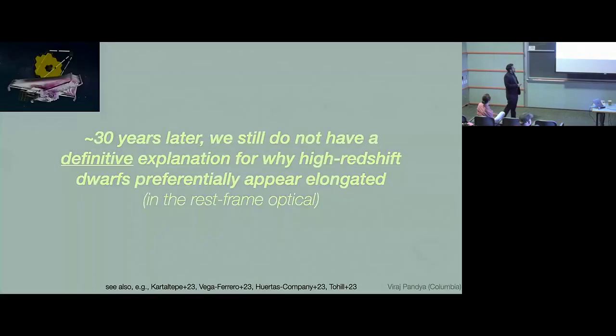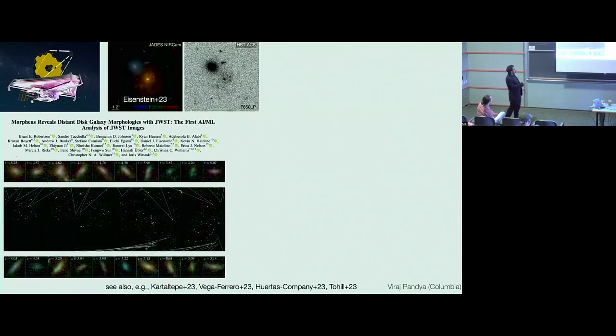And so enter JWST. There's been a lot of exciting work in the first 2 years, and some of the stuff that caught my attention is, for example, the discovery of large face-on circular disks with JWST that were just completely missed by HST. Another interesting paper by Brant Robertson detected all of these high redshift disk-like things in JWST imaging that were missed by Hubble.